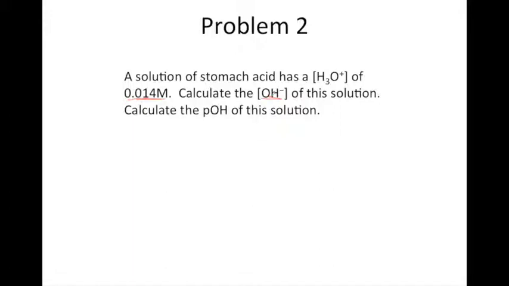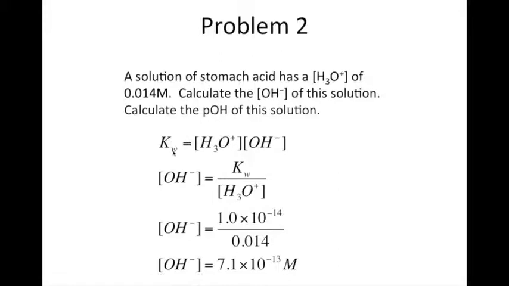So let's calculate our hydroxide ion concentration. We know that Kw is equal to hydronium concentration times hydroxide. So we can algebraically solve for hydroxide, Kw divided by hydronium. And we know that Kw, our constant, is 1 times 10 to the minus 14. And our hydronium concentration is given as 0.014. So mathematically, we solve and we get a hydroxide ion concentration of 7.1 times 10 to the minus 13 molar. Again, that is, as we expected, much less than it would be in a neutral solution, much less than 1 times 10 to the minus 7.